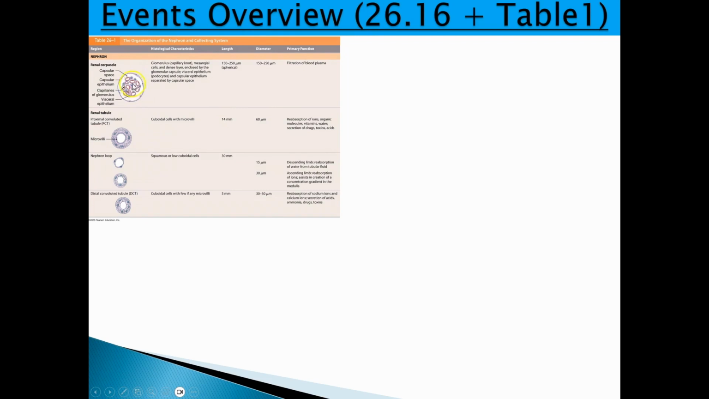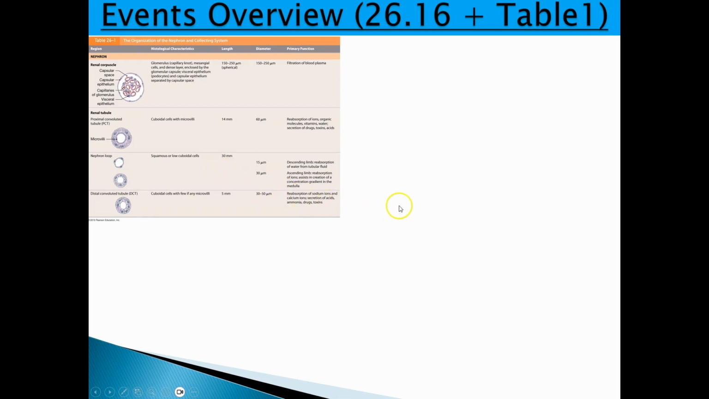So notice they talk about the simple squamous epithelium, they talk about simple cuboidal with microvilli, they talk about here at the descending limb being simple squamous versus the thick limb being simple cuboidal. Here, distal convoluted tubule. Notice it does not have the microvilli, so that's how you tell the differences. And we'll go to that and talk about that when we get to the histology in just a second.